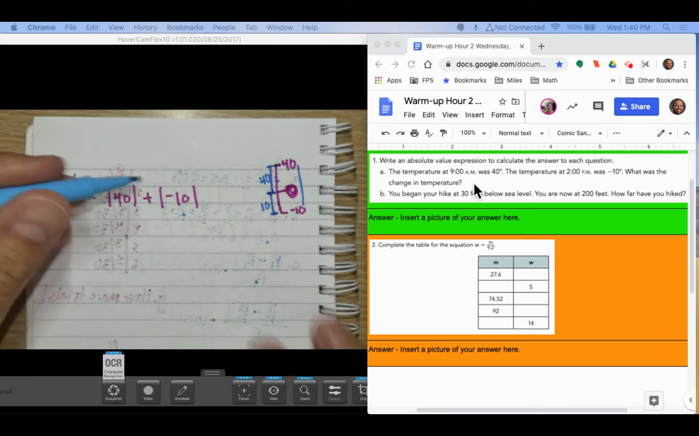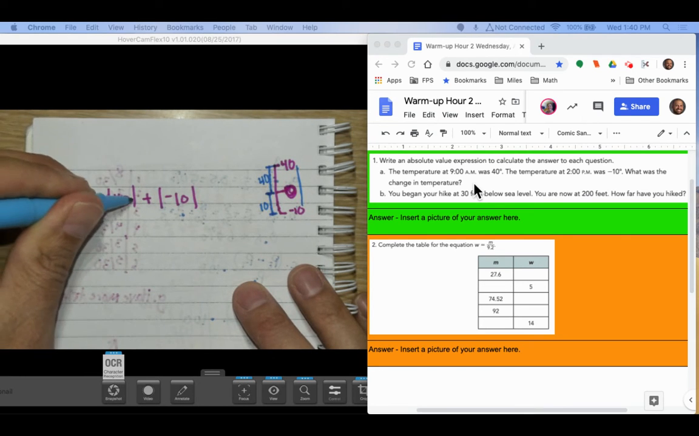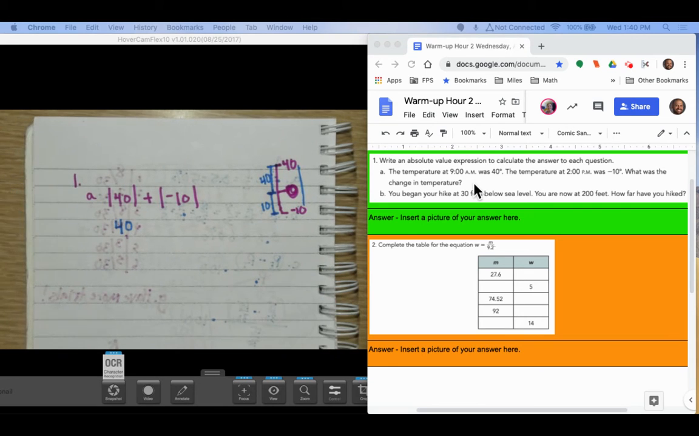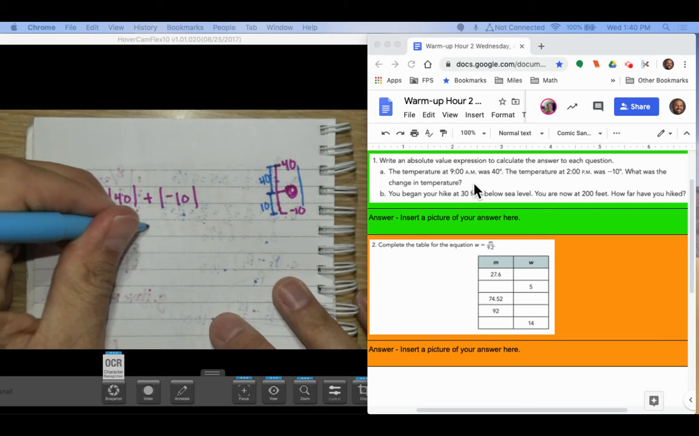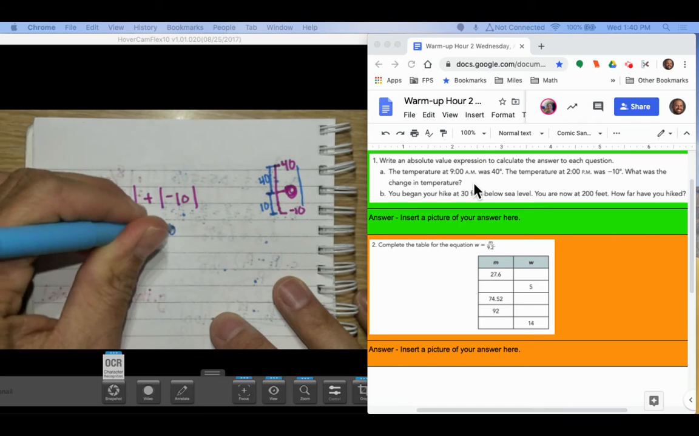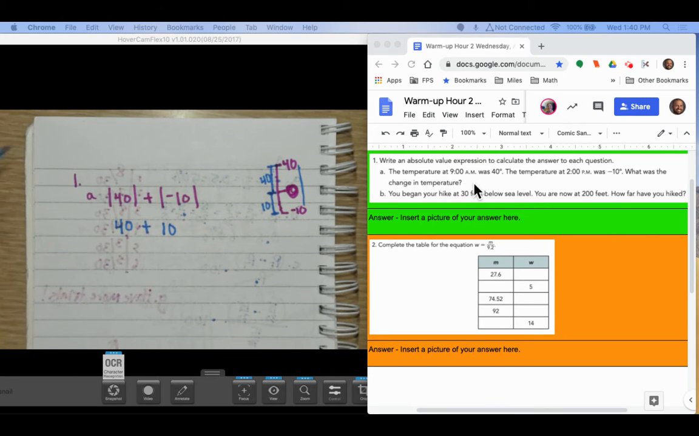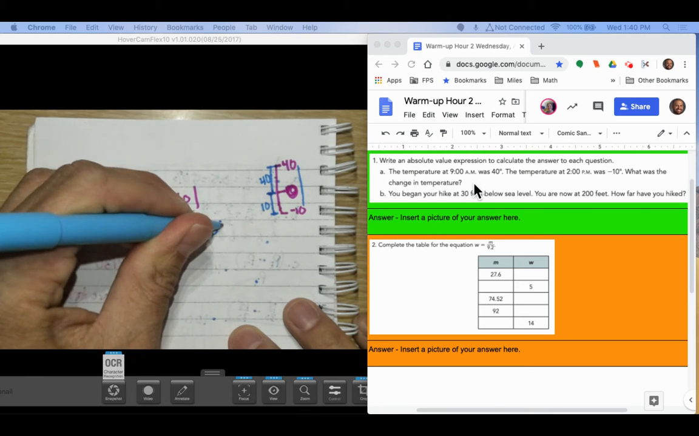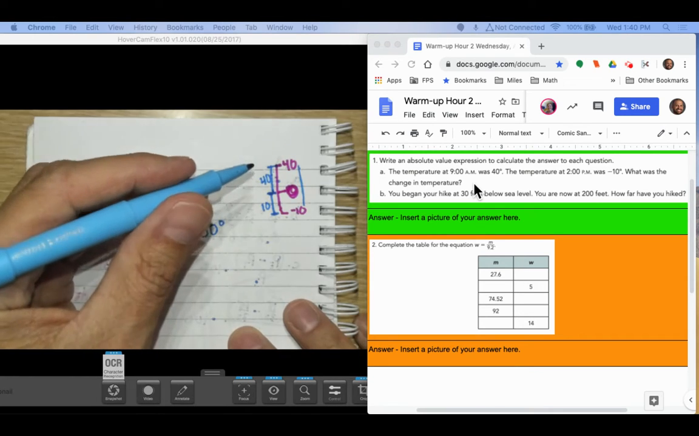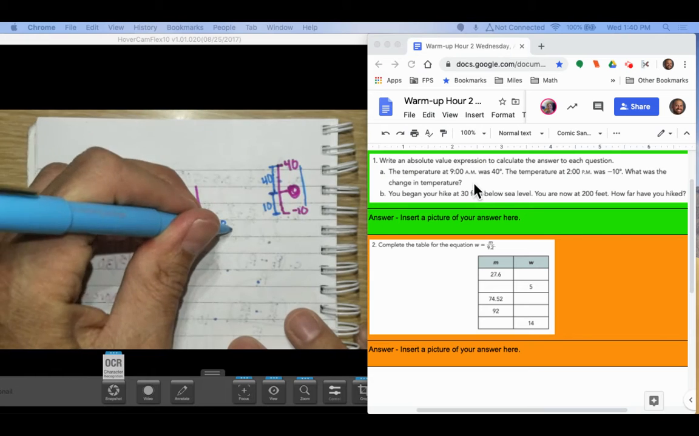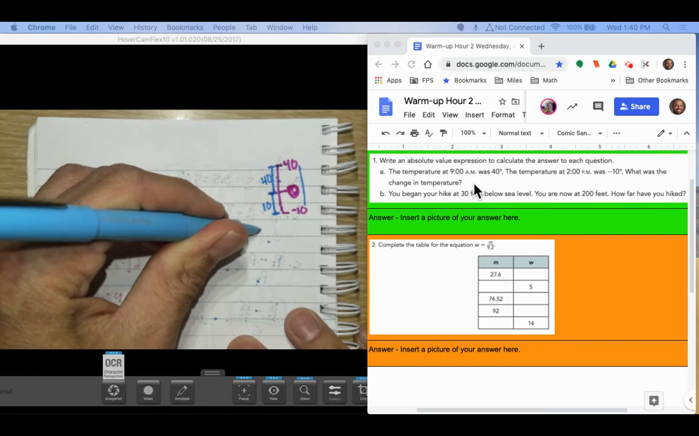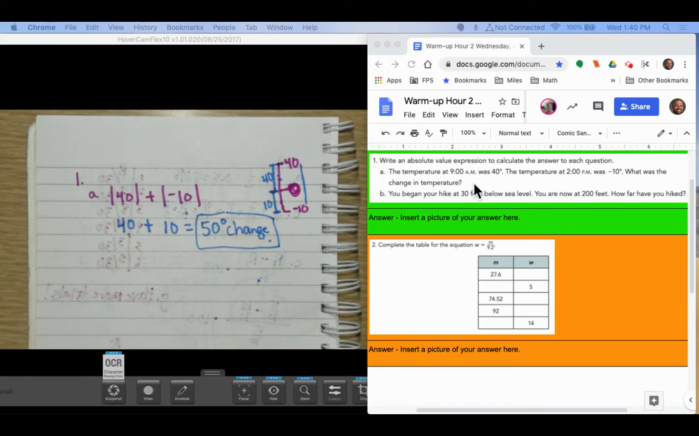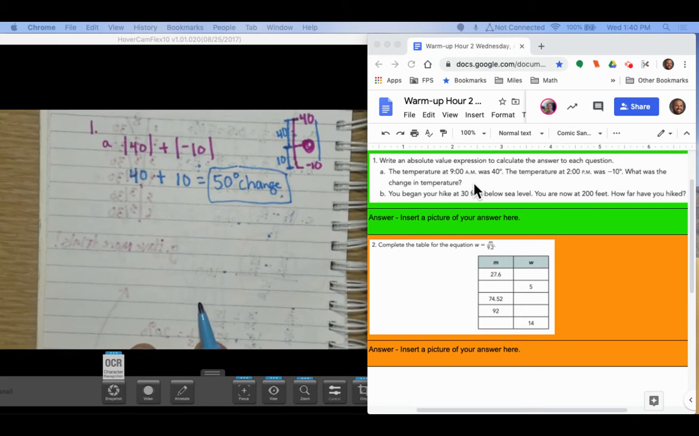And so I am thinking the absolute value of a number is how far away it is from 0. So the absolute value of 40 is 40. The absolute value of negative 10 is 10 because it is 10 away from 0. When I add those together, I'm going to get 50 degrees difference, or a 50-degree change in temperature. Okay, that was what I should have had for my first question.